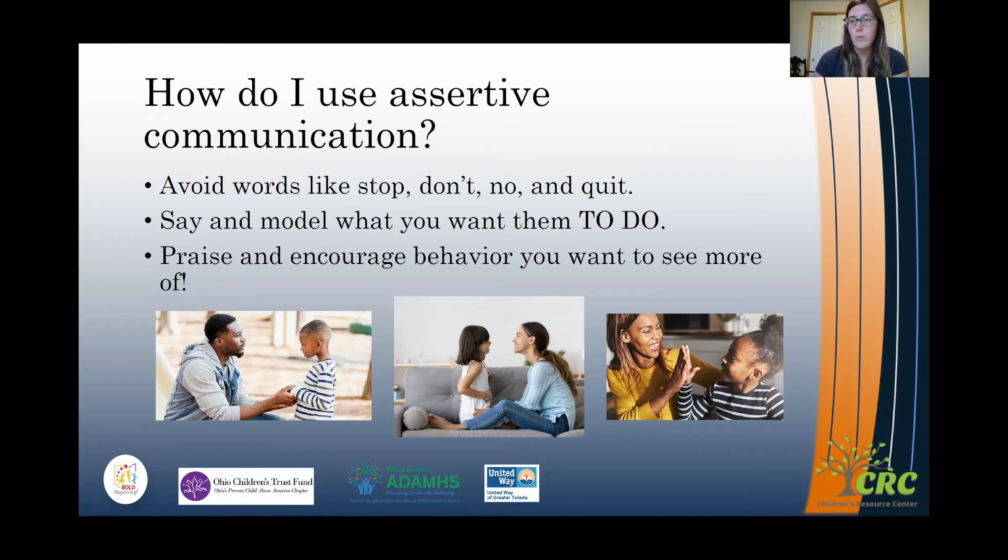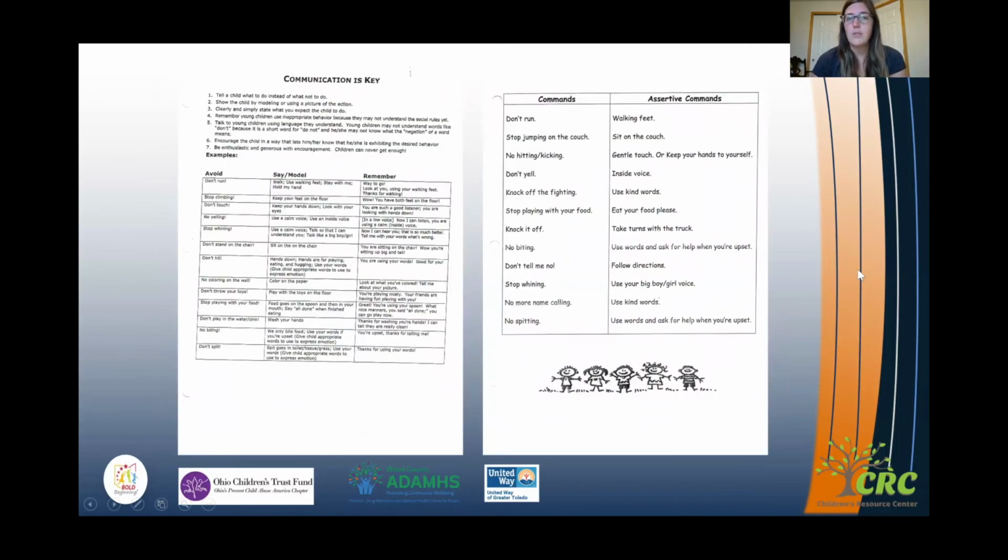They just love it when we pay attention to them, when they realize that we're noticing them and we're really happy about the behaviors that they're doing well. So the more that we can praise and encourage that behavior, the more likely it is that we'll continue to see those positive behaviors. These are two examples of assertive communication or assertive commands.